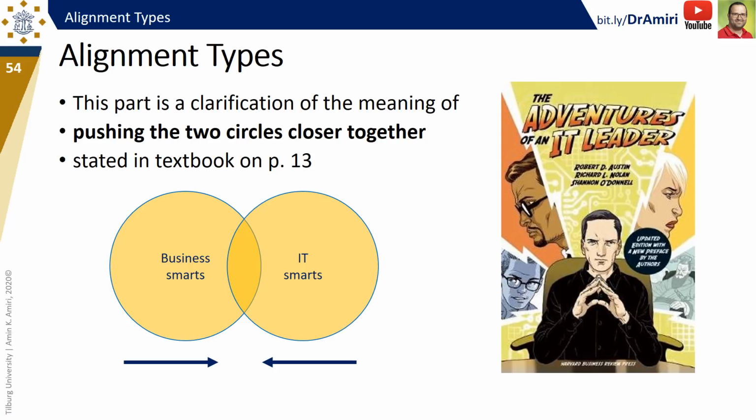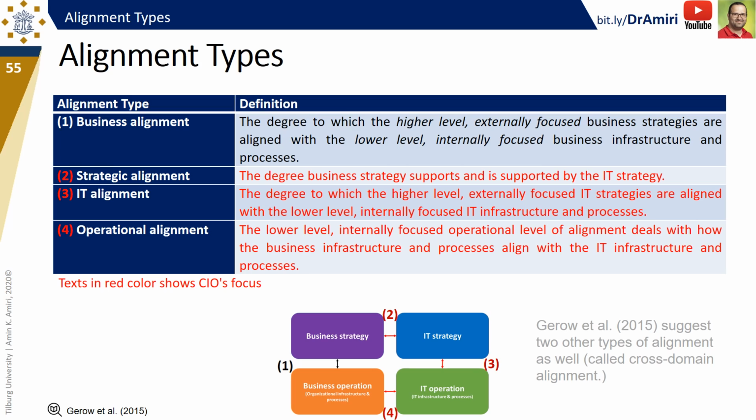Note that this video tries to clarify the meaning of pushing the two circles closer together, a question of Jim Barton in chapter 1 of the textbook. There are four types of alignment.